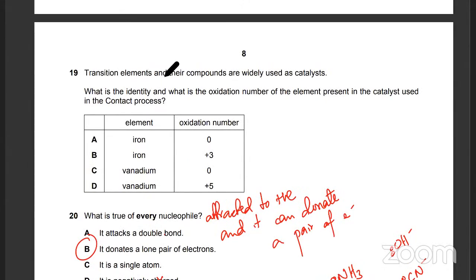So you've got transition elements and the compounds are widely used as catalysts. What is the identity and what is the oxidation number of the catalyst used in the contact process? So D. Vanadium +5. Okay, so it's vanadium pentoxide.